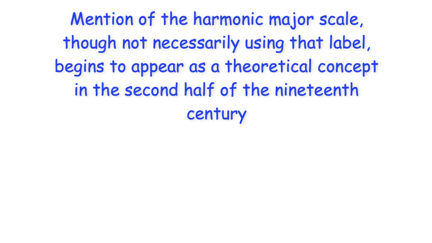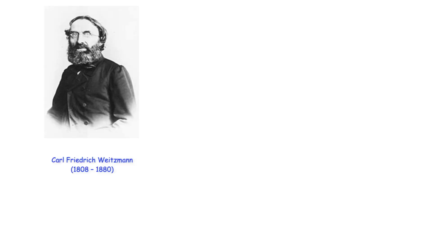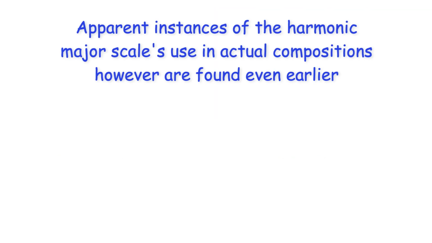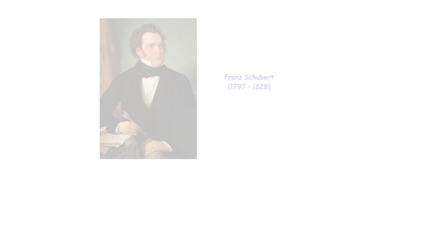Mention of the harmonic major scale, though not necessarily using that label, begins to appear as a theoretical concept in the second half of the 19th century in treatises and books by authors such as Carl Friedrich Weitzmann and Nikolai Rimsky-Korsakov. Apparent instances of the harmonic major scale's use in actual compositions, however, are found even earlier in pieces by composers such as Franz Schubert.